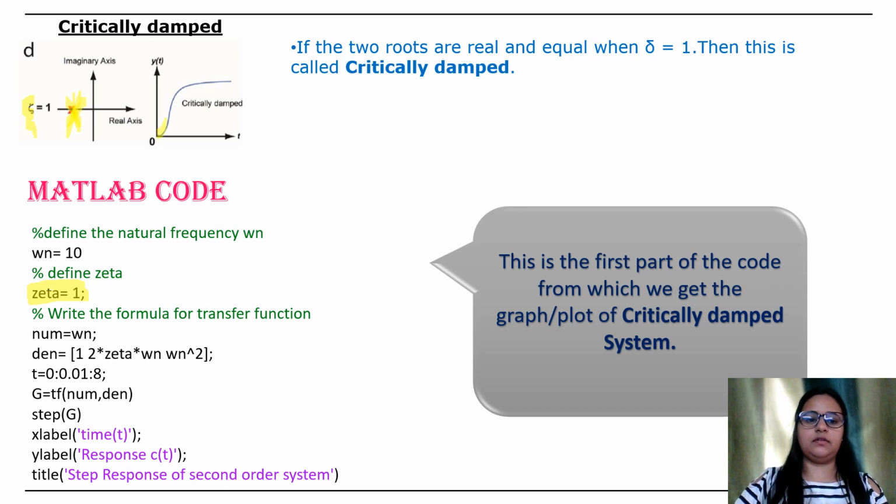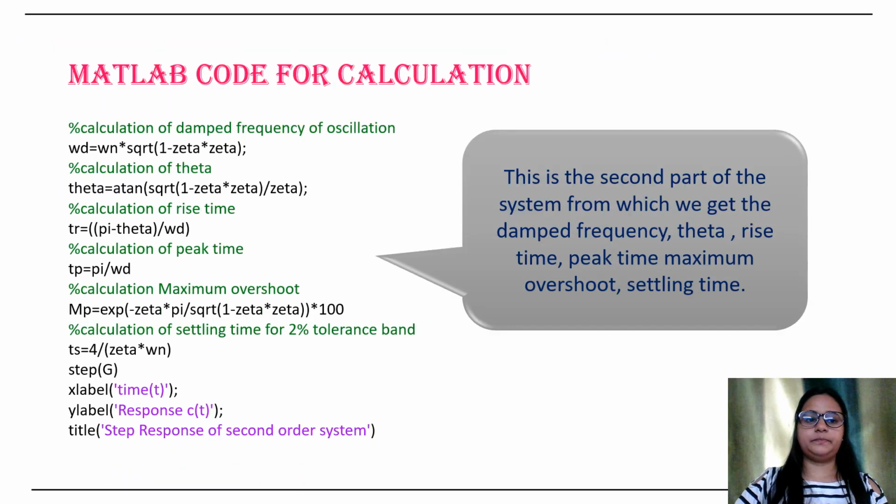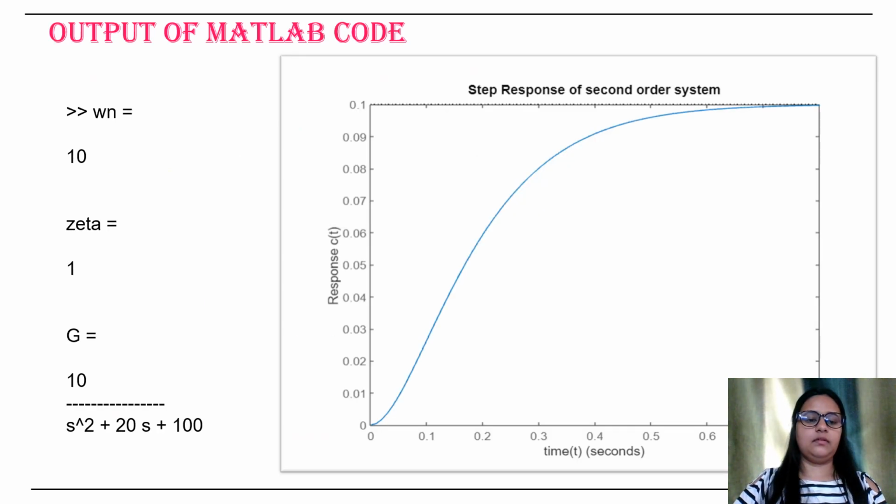This is the graph of the critically damped system. This is for the MATLAB calculation. This is the calculation code part. This is the second part of the system, from which we can get rise time, theta, peak time, maximum overshoot, and others. This is the output of the critically damped system.